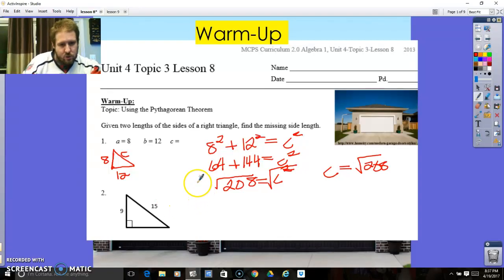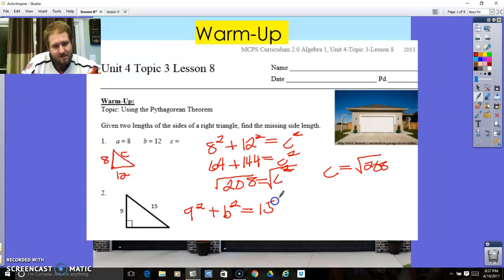So the next one's going to be 9 squared. Notice that this question's a little different. I know you think this is the same thing, but this time we're actually solving for one of the legs, whereas up here we were trying to solve for the hypotenuse. 9 squared plus something squared, so I'm going to call that b squared, equals 15 squared. Well, 9 squared is 81 plus b squared equals 15 squared, which is 225.